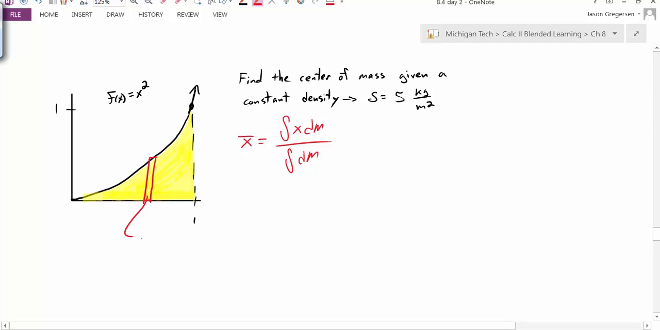So if I look at the mass of my slice, what is it? What is the mass in this little slice? What is it? X squared times x. How did you get that?